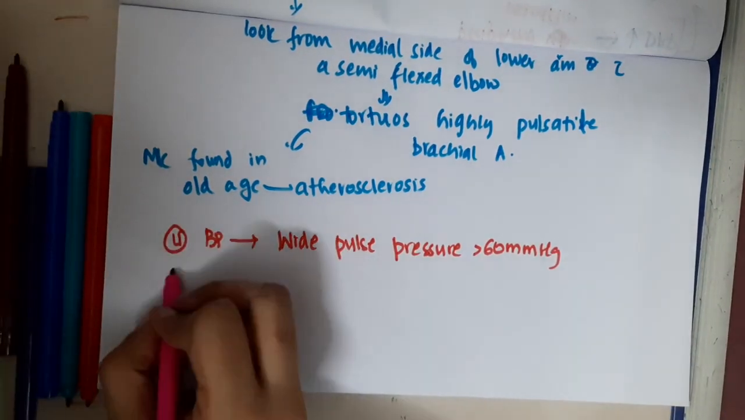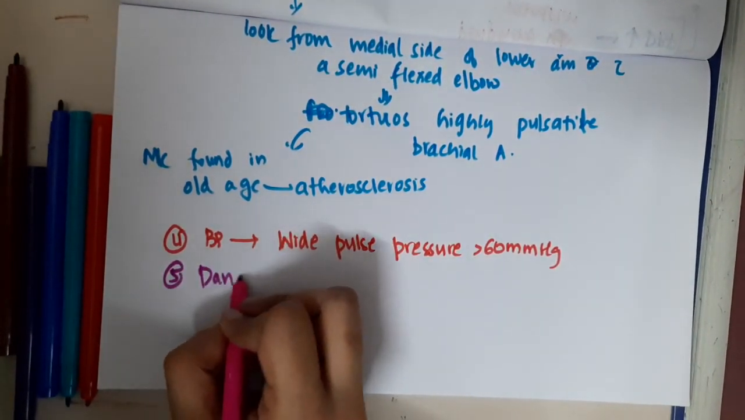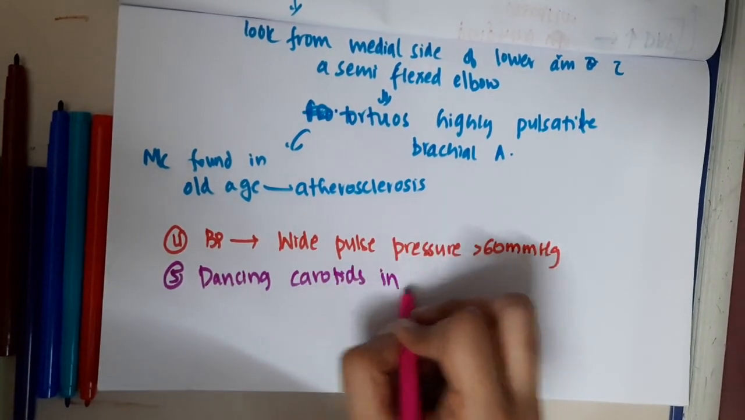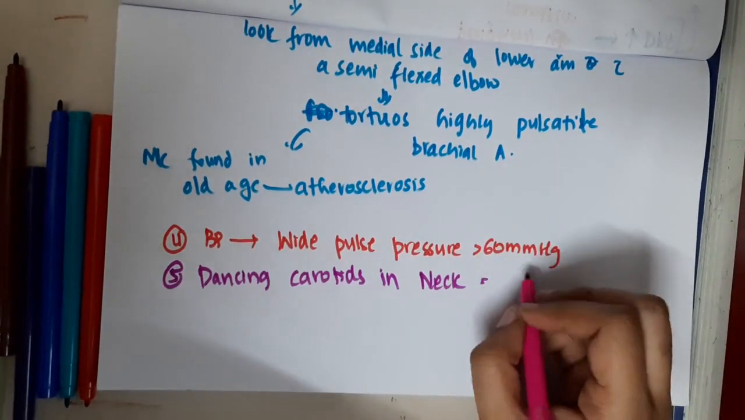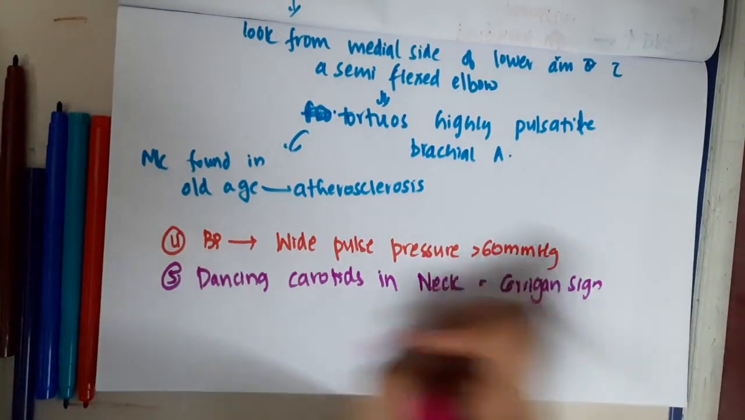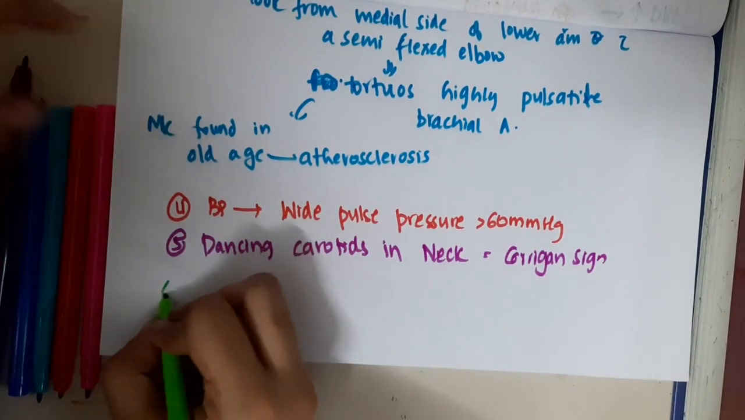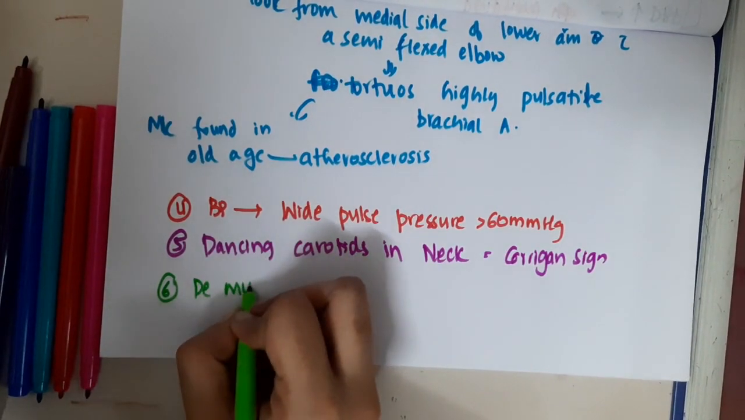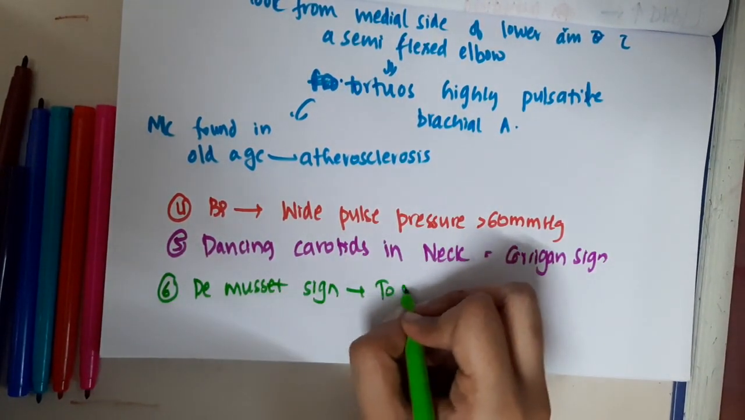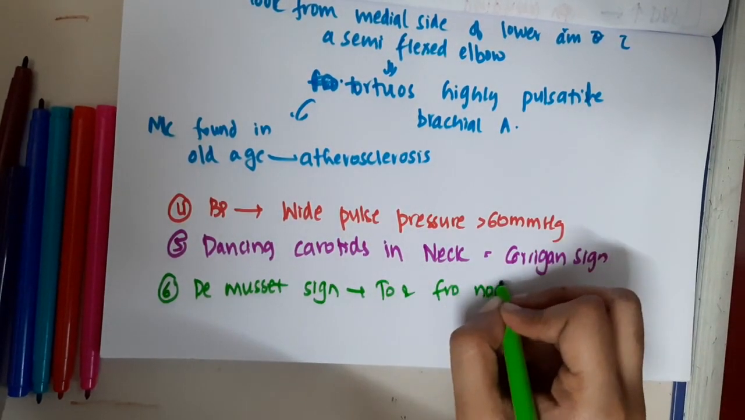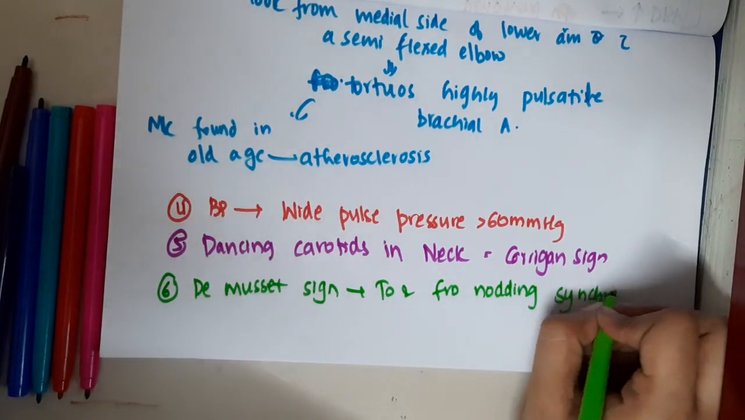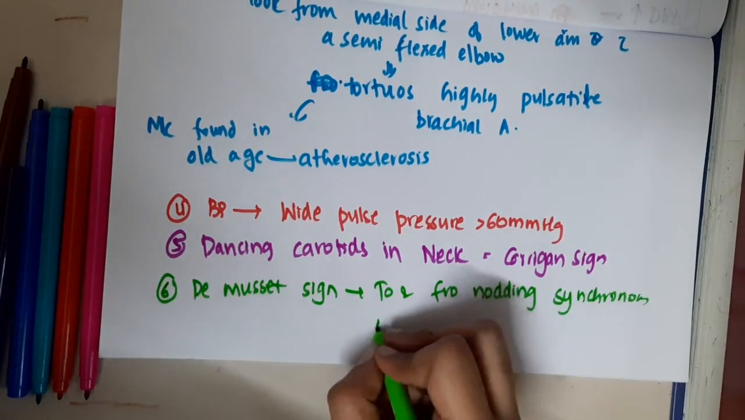And fifth, you will have dancing carotids. As I have already said, the dancing carotids in the neck. What are these dancing carotids in the neck called? These are called Corrigan's sign. Then we have the next sign, which is De Musset's sign. What is De Musset's sign? Here you will see to and fro nodding of the head, which is synchronous with carotid pulsations.